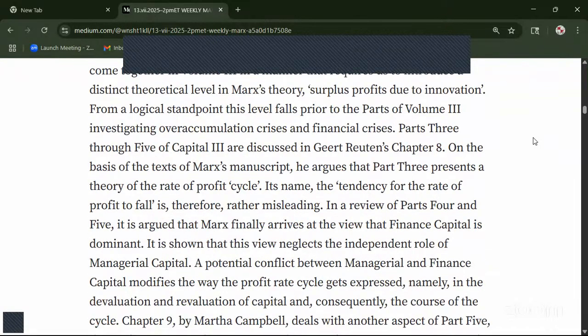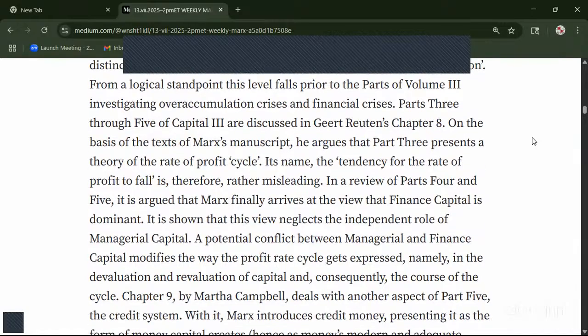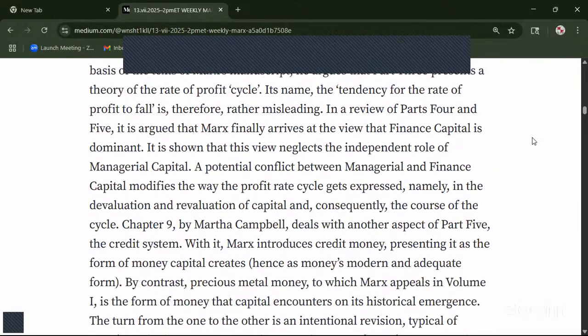In a review of Parts 4 and 5, it is argued that Marx finally arrives at the view that finance capital is dominant. It is shown that this view neglects the independent role of managerial capital. A potential conflict between managerial and finance capital modifies the way the profit rate cycle gets expressed, namely in the devaluation and revaluation of capital, and consequently the course of the cycle.